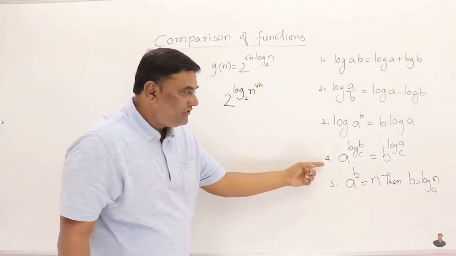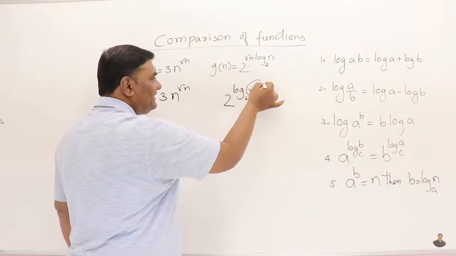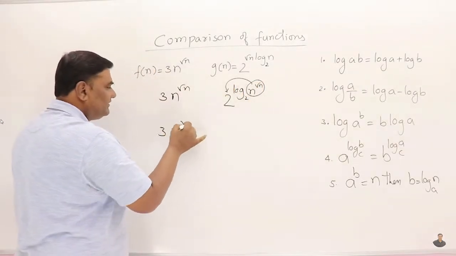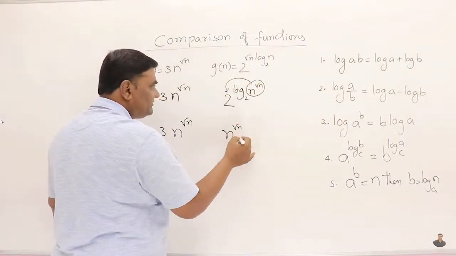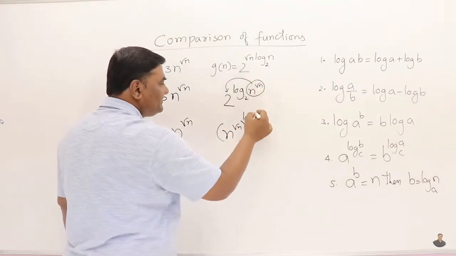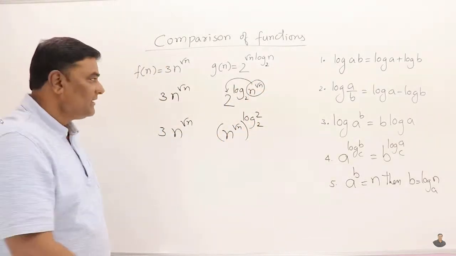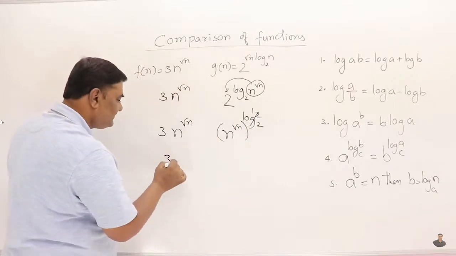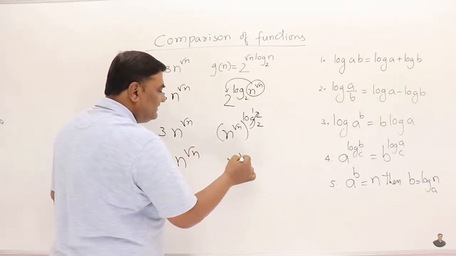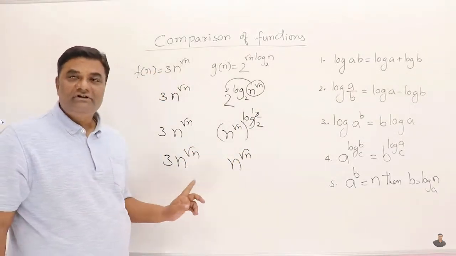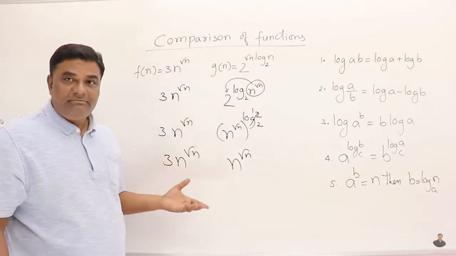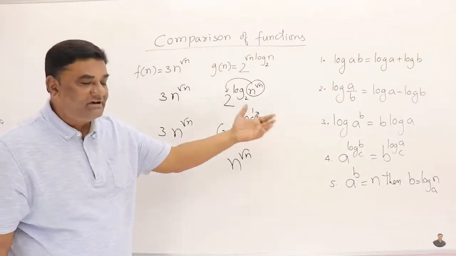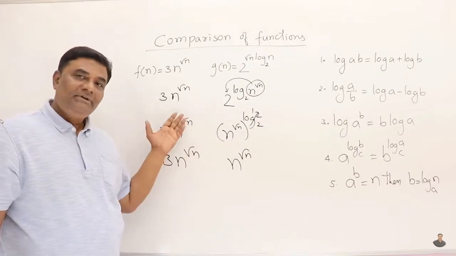Now, by using the fourth formula, I can interchange this with this one. So this will be 3 n power root n, and that n power root n comes here, whole to the power of log, this 2 goes there, so log 2 base 2. Log 2 base 2 is 1, so it is power 1. So the answer is 3 n power root n, and this is n power root n. Now I have two functions. I did not apply log on both sides, but I have used the formulas of log for solving them. Even if you apply log also, you can get something.